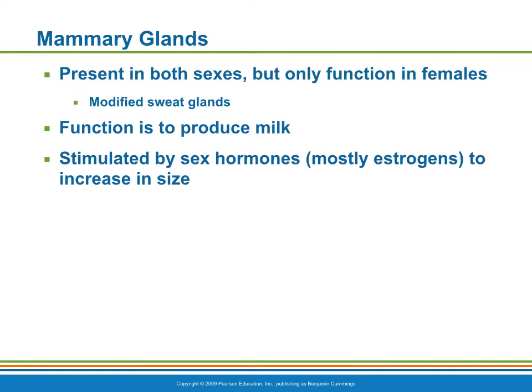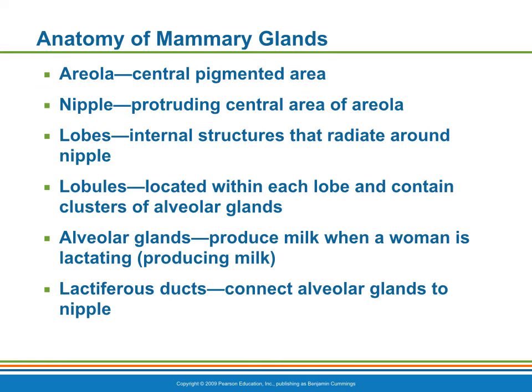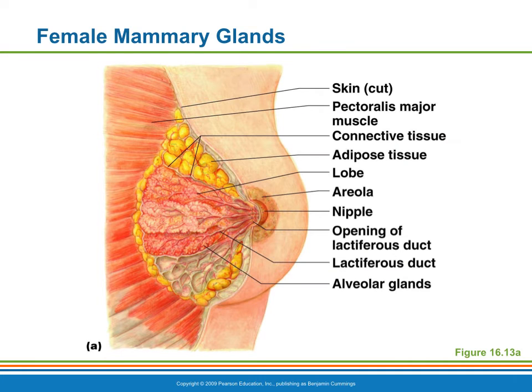Next up we have the mammary glands. They're present in both sexes. Remember, they are modified sweat glands, but they're only functional in females. Their job is to produce milk, and they're stimulated by the sex hormones. There are lots of different parts. I'm not going to go through every single part, but make sure that you know that in the female, they're going to produce milk, and in a male, we're not quite sure exactly what they do. They definitely do not produce milk.